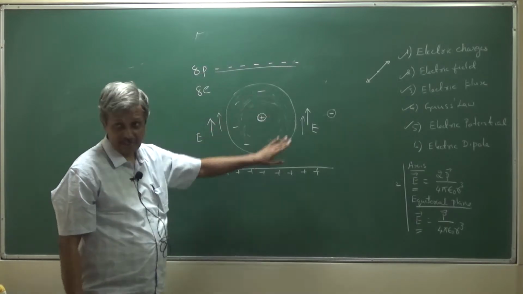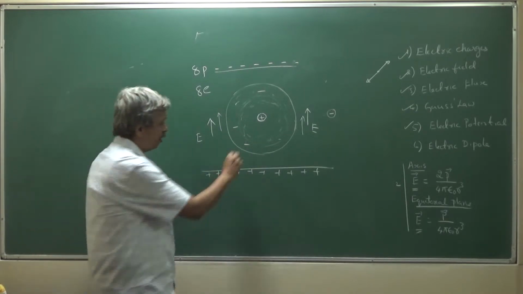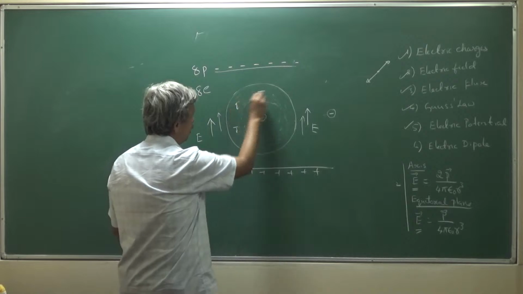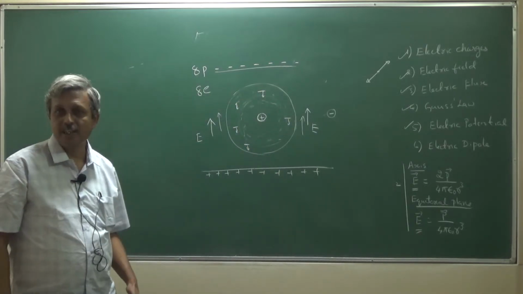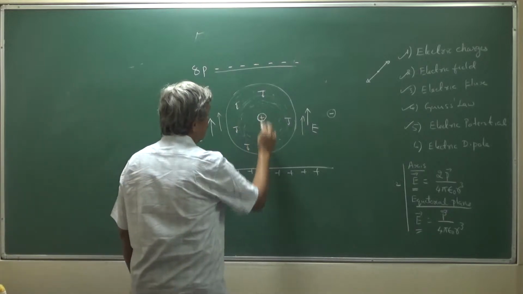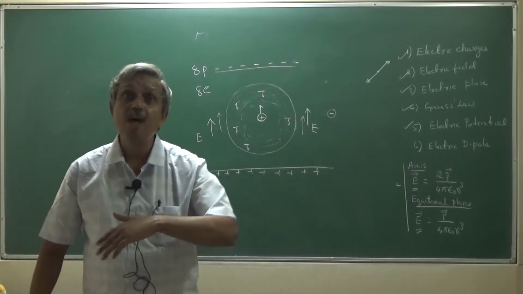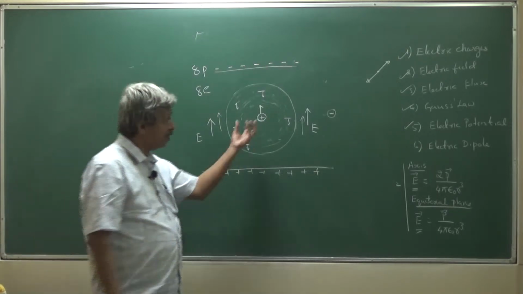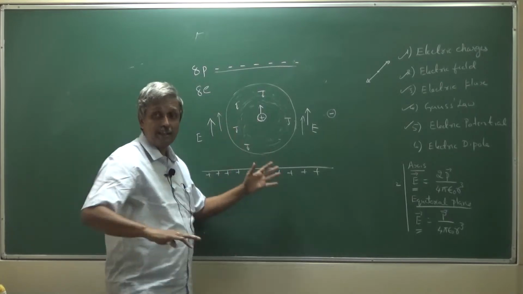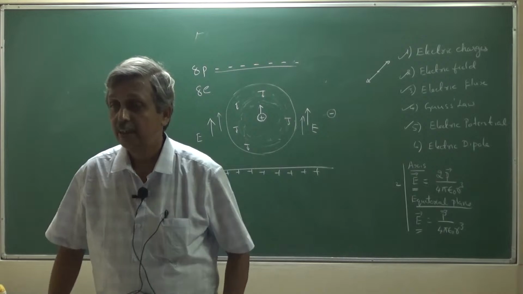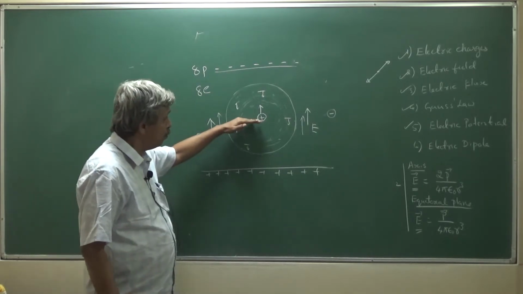All these negative charges will be attracted towards the positive plate. They all try to go this way. And these positive charges will be repelled by the positive plate and try to go the other way. They don't go away because the atom holds everything together very powerfully. It requires a lot of energy to pluck an electron out of the atom. It doesn't happen.